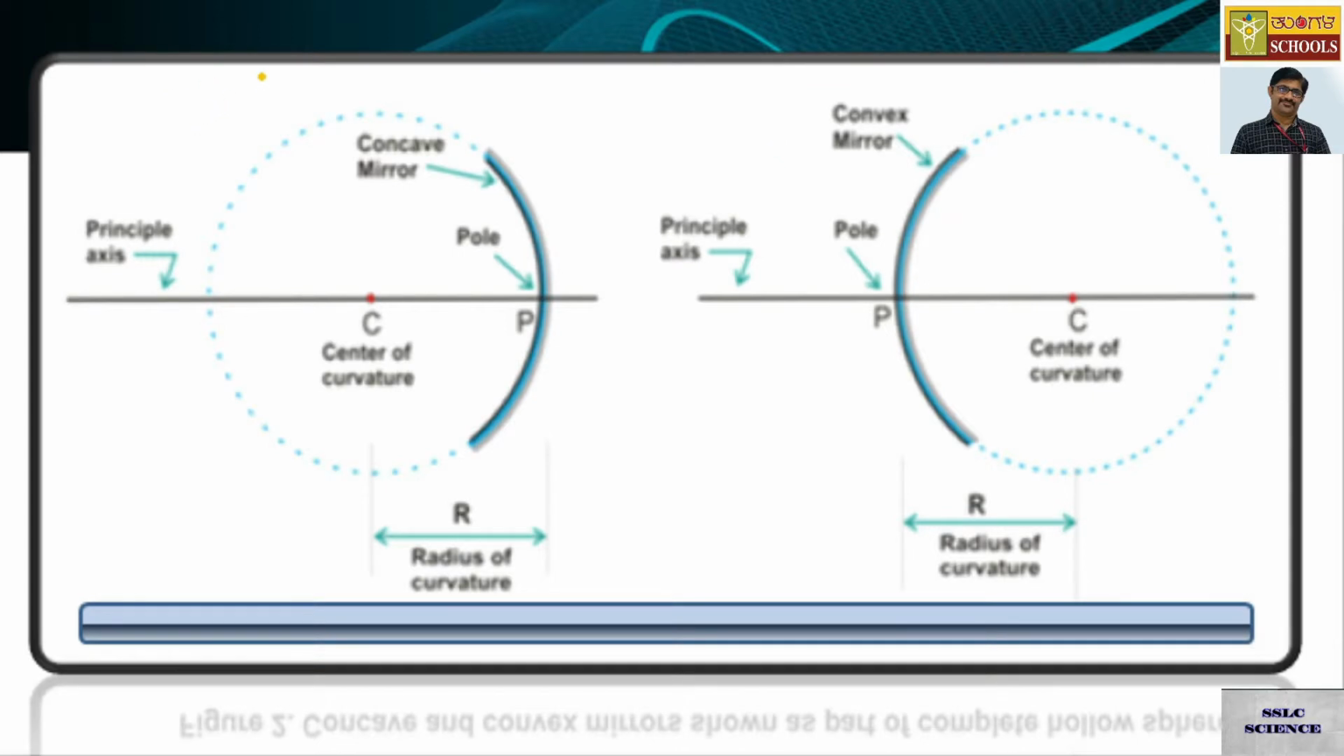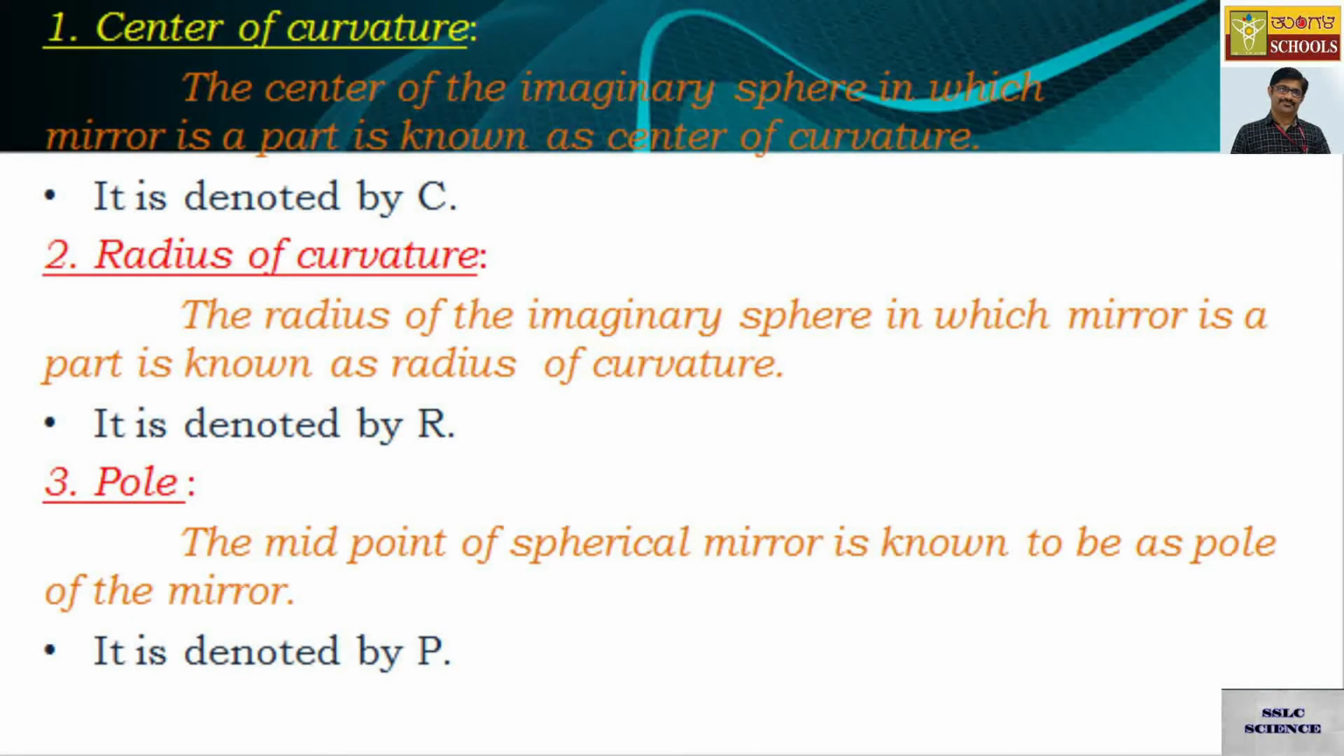Okay, so let us study center of curvature, radius of curvature and pole of the mirror first. Let us try to define those. First one, center of curvature. The center of the imaginary sphere of which the mirror is a part is known as the center of curvature. It is denoted by capital C.